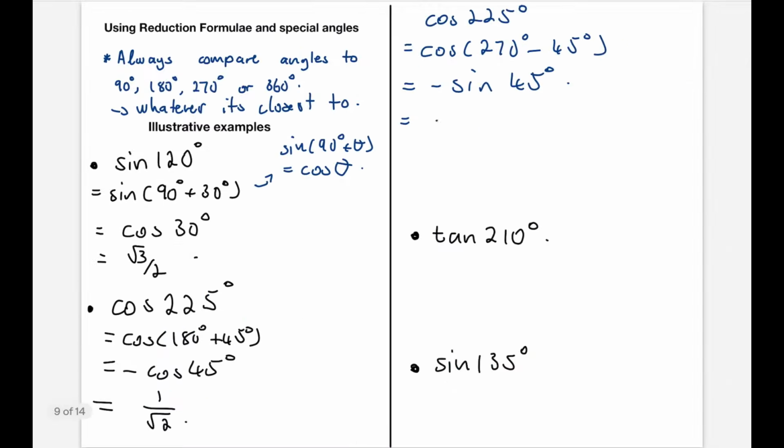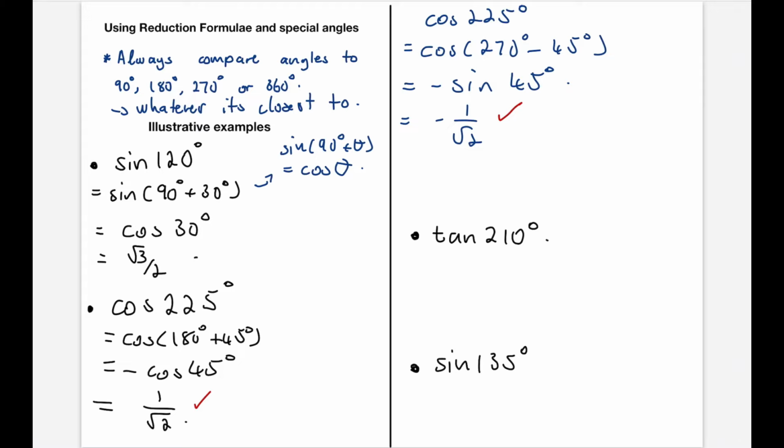So it would be negative 1 over root 2. As you can see, it got us to the same answer. Even if you used something like 360 or 180, you would most likely just come back right to the same answer because maths is so beautifully designed.